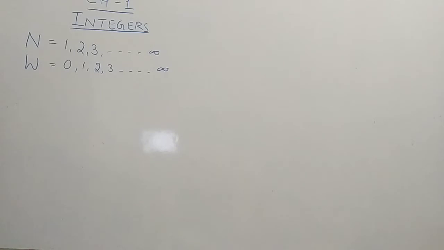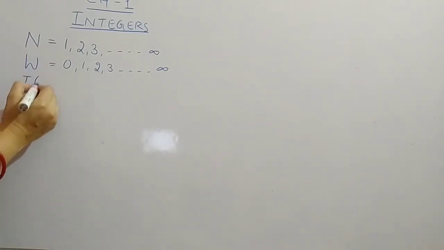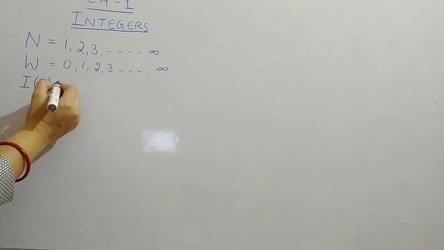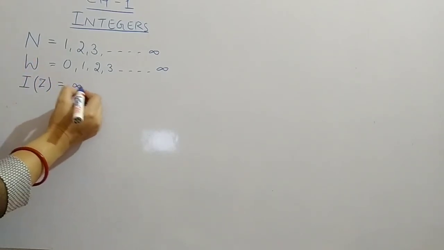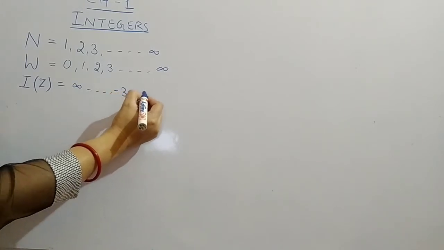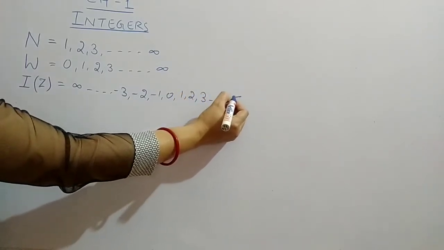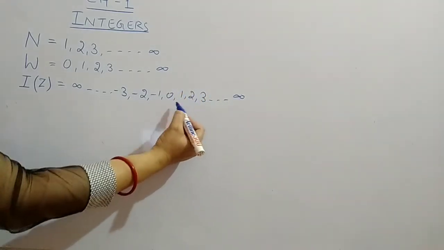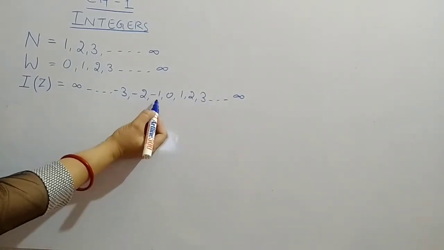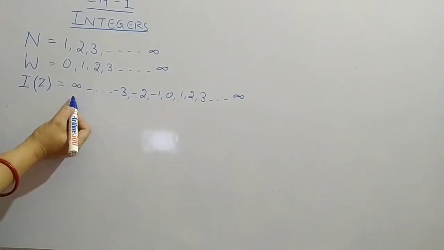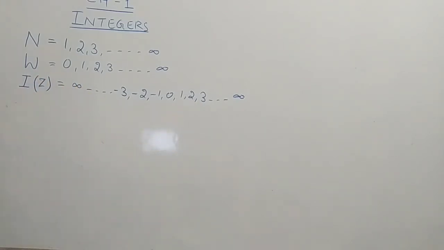Along with natural numbers and whole numbers, we have more numbers, negative numbers also. The set of all the positive and the negative numbers along with 0 is called integers. So integers is denoted by I or capital Z, and integers is the combination of all the negative integers -3, -2, -1, 1, 2, 3 up to infinity. After 0 these are the whole numbers, and along with the whole numbers, if we take negative numbers also, then this full set is called integers.